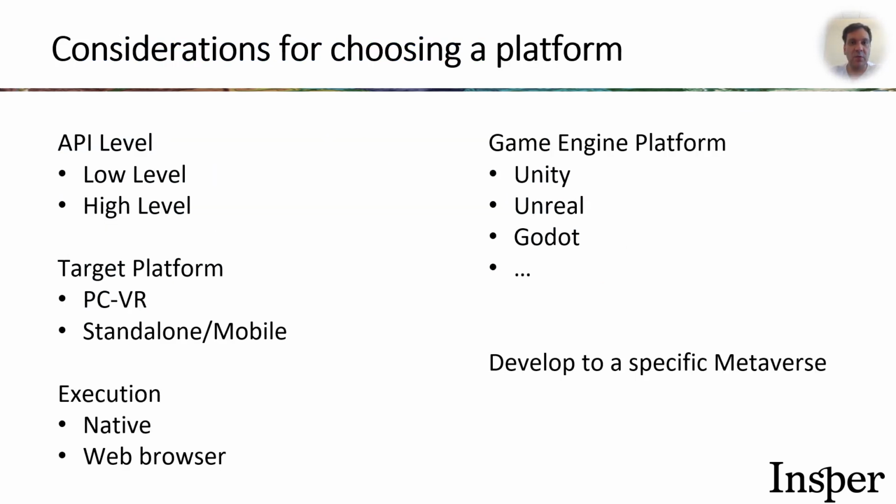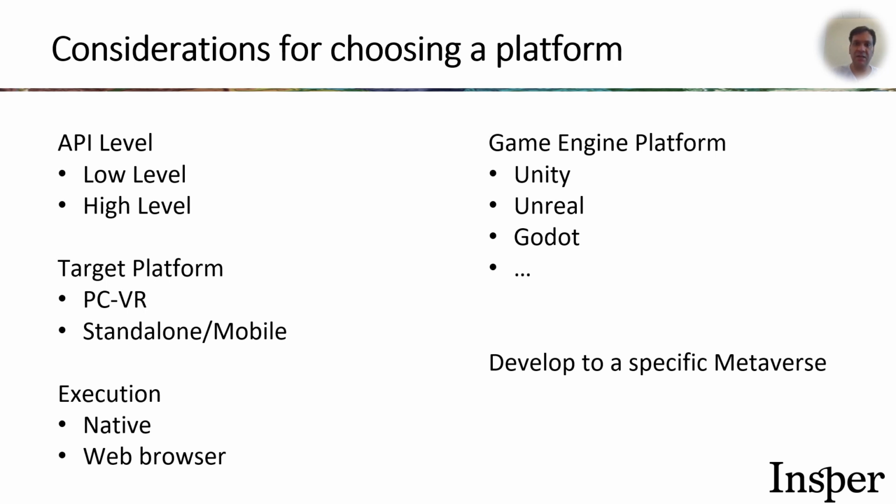In summary, when embarking on development of a virtual or augmented reality application, consider the following key factors. API level. Decide whether you develop using a low-level or high-level API. High-level APIs often offer easier development but might have limitations, while low-level APIs provide more control but require great expertise. Target platform. PCs offer higher graphics quality and resources, and standalone devices may require resource optimizations. Choose the platform that aligns with your project's goals.